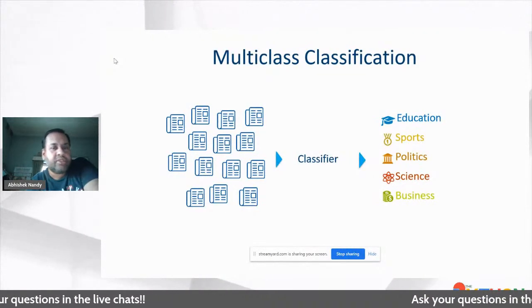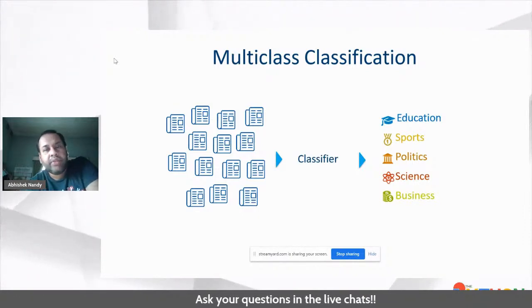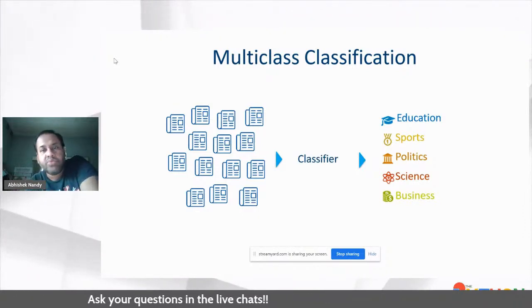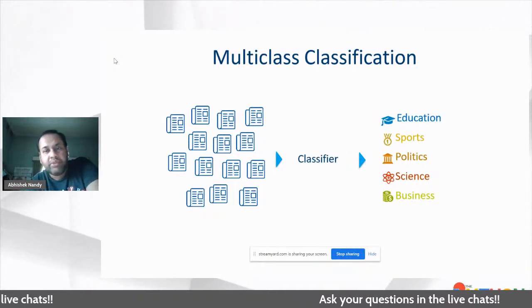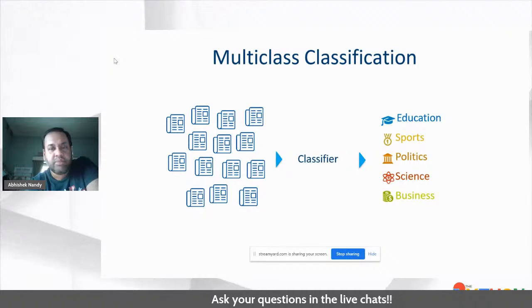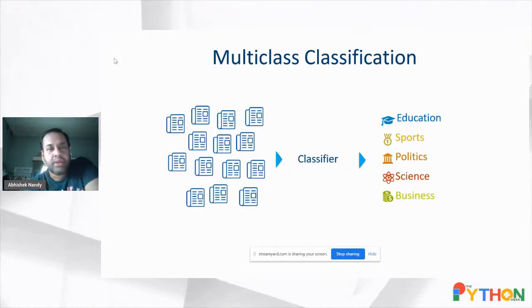Now, multi-class classification. Multi-class classification is like we are gathering so much information into a particular place where we can have information in the form of education, sports, politics, science, and business. One particular example of a multi-class classifier would be a newspaper. A newspaper has a lot of information coming in the form of different kinds of sections, and it is very updated. So if you think of multi-class classification, think of a newspaper. It's an example of it.